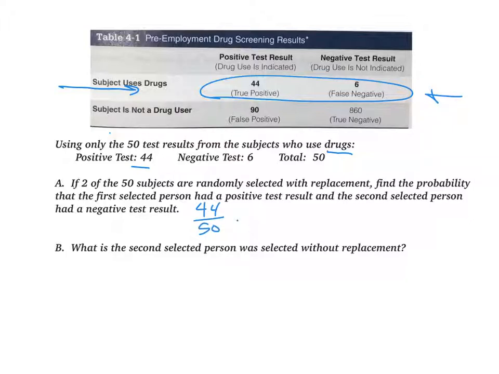times. Now, because we're replacing, even though we picked that first person, we're putting them right back in the hat, and it says the second person had a negative. Well, that means there's still 6 that had a negative, and we just multiply that out on the calculator and we get 0.106.